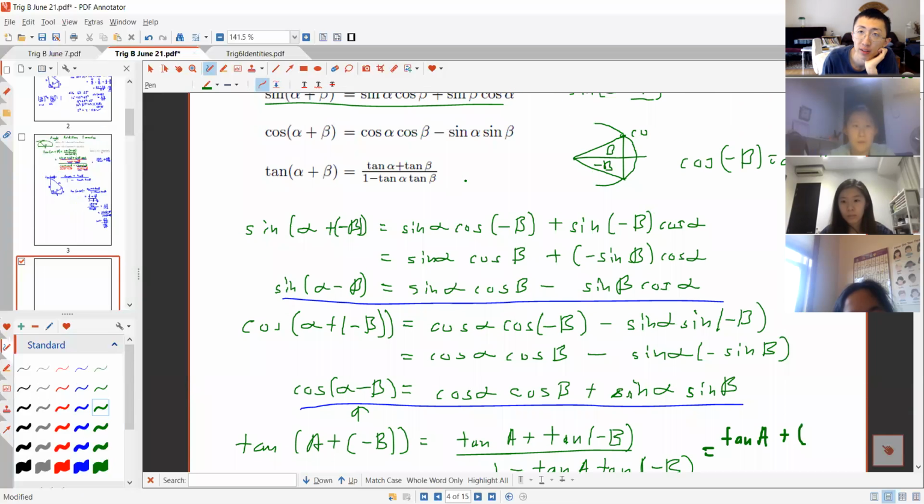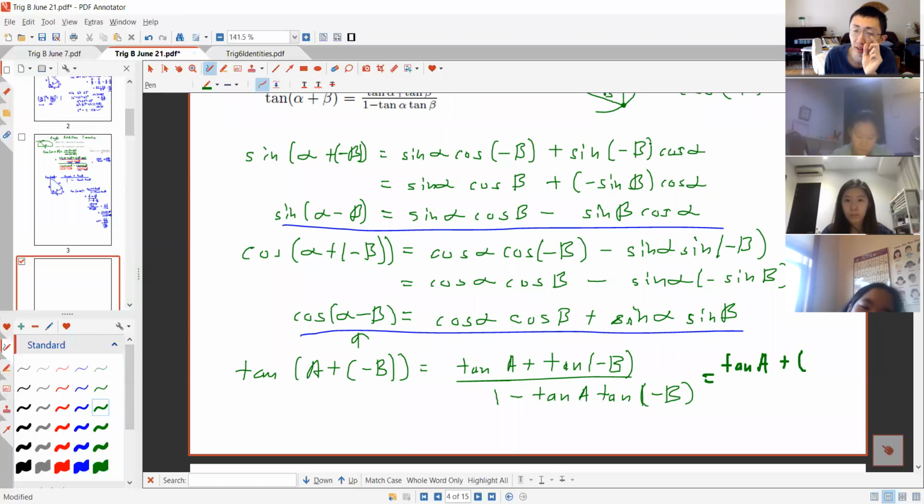So if I have the sine, tangent is sine over cosine. The sine of negative beta is negative sine beta. Well, cosine remains the same. If you take the negative angle, the cosine remains the same. So this is sine divided by cosine, so you'll switch the sign. So negative tan beta, 1 minus tan A, negative tan beta.